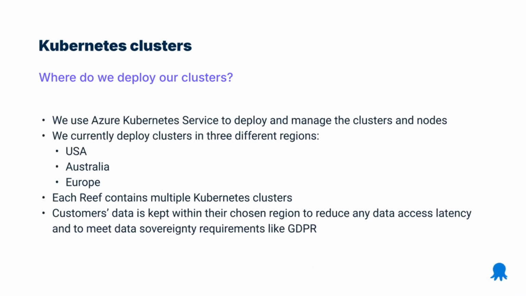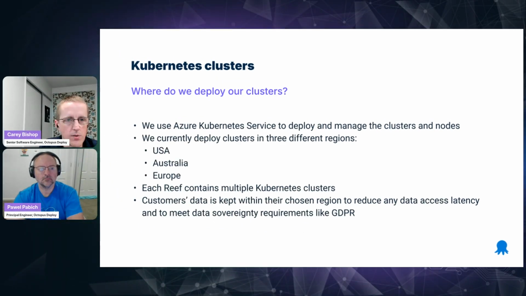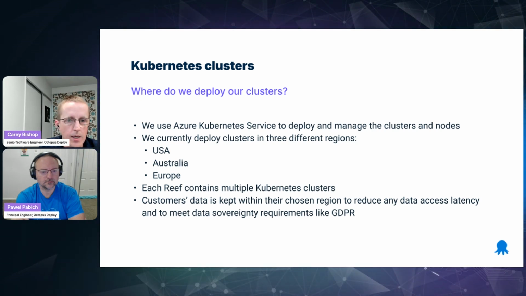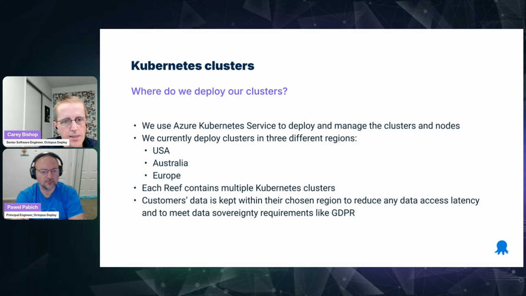When we're deploying our Kubernetes clusters, we use the Azure Kubernetes Service, AKS, to deploy and manage the clusters and the nodes. This is because we don't really want to be looking after individual virtual machines and their health. So we'd much rather use a managed service to provide that for us. We currently deploy those clusters in 3 different regions: the US, Australia, and Europe. And then each reef will contain multiple Kubernetes clusters. This allows us to move customers around within the reef and also makes it easier for us to perform upgrades of those clusters.